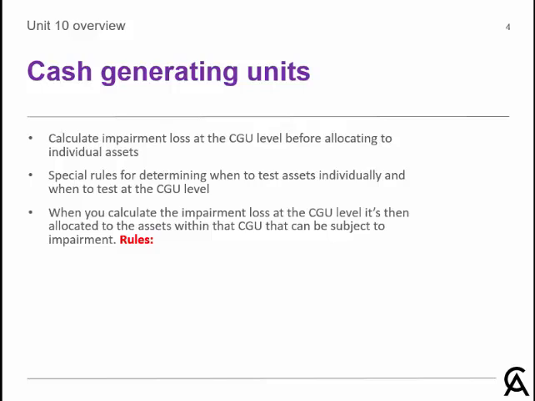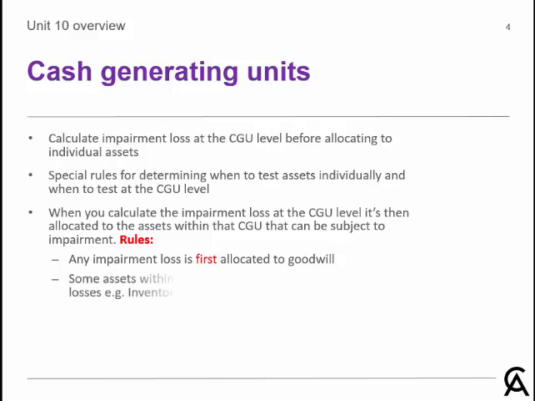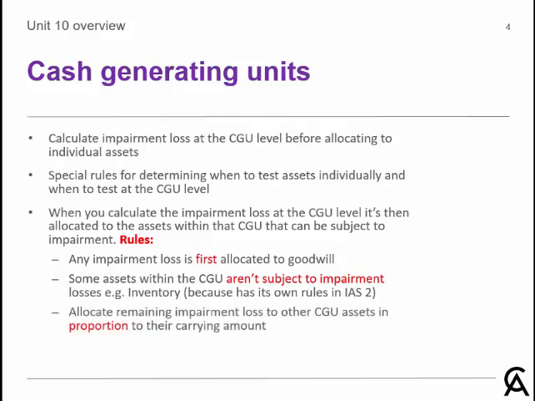So there are special rules for determining when to test assets individually and when to test at the CGU level. So when you calculate the impairment loss at the CGU level, it's then allocated to the assets within the CGU that can be subject to impairment. Firstly, any impairment loss is allocated to goodwill. Then there might be some assets that just aren't subject to impairment. Again, inventory, because it's got its own rules for measurement under IAS 2. And then the remaining impairment loss is allocated to other CGU assets on a proportionate basis based on their carrying amount.